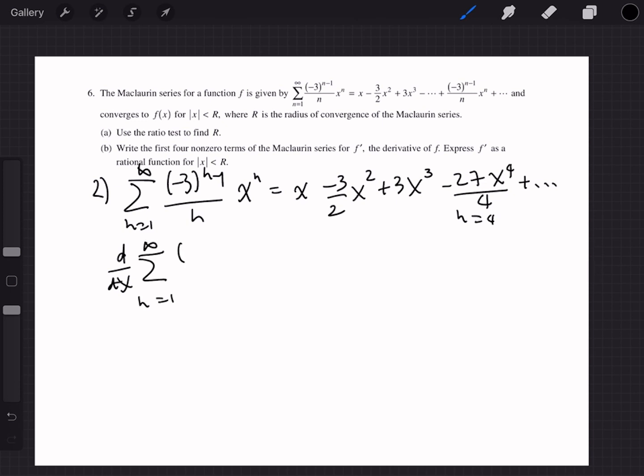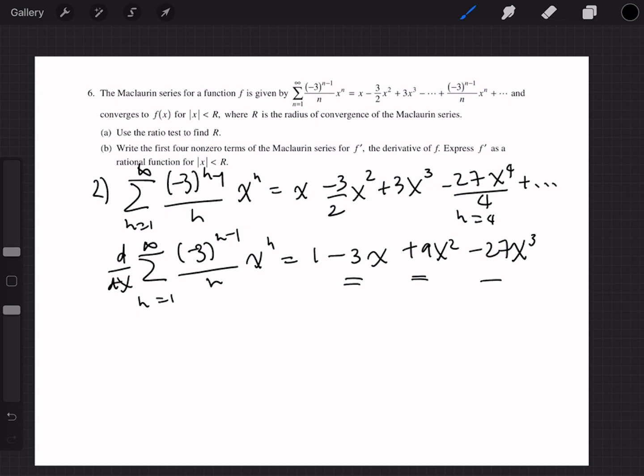Then we just take the derivative, which is equal to 1 minus 3x plus 9x squared minus 27x cubed plus... From here, we need to recognize the pattern of multiplying by negative 3 each time, as well as x, which satisfies the power series, n equals 0 to infinity negative 3x to the power of n, which again is 1 over 1 plus 3x. Not too shabby.